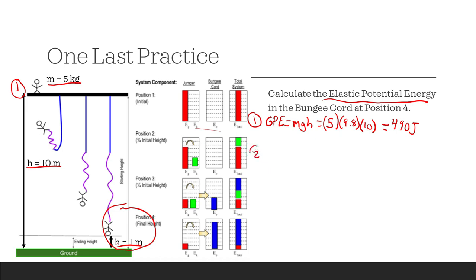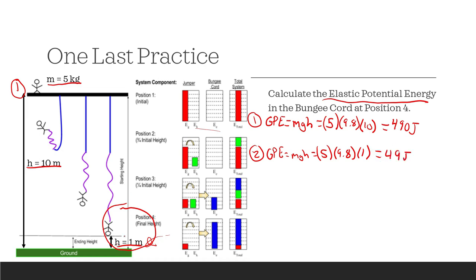So at position 2, we can calculate the GPE, which will still equal mgh, still 5 times 9.8, this time times 1, because our height is only 1 down here. This is going to give us 49 joules of energy.